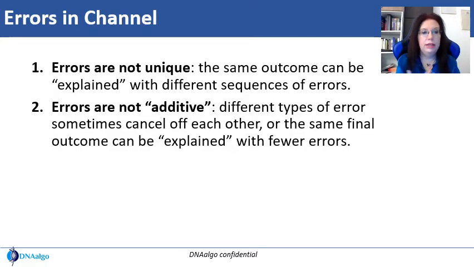What happens when dealing with edit distance in this IDS channel? What happens, which is not generally the case in standard storage systems, is that the errors are not unique. This means that the same outcome can be explained with different steps of errors. And then the errors are not additive, which means the different types of errors can sometimes cancel each other. Or in other words, the same outcome can be explained with fewer errors. But let me make some examples that will make these two assumptions clearer.